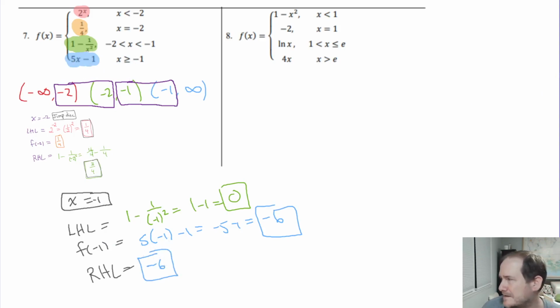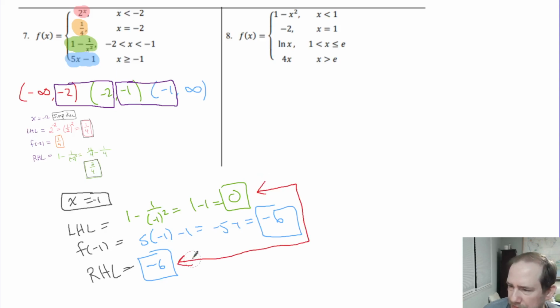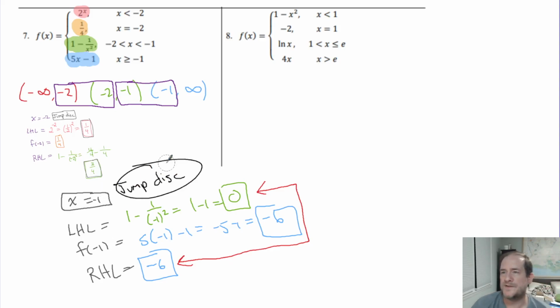But again, I'm noticing that my limits, that's the 0 and the -6, they are different. So this is another jump discontinuity. This worksheet apparently loves the jump discontinuity. A lot of those. But that's it.